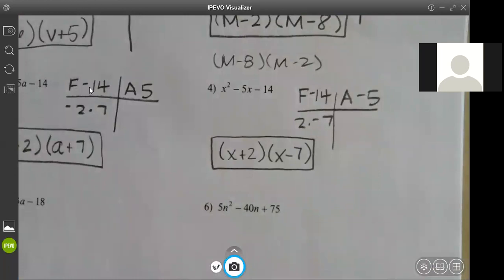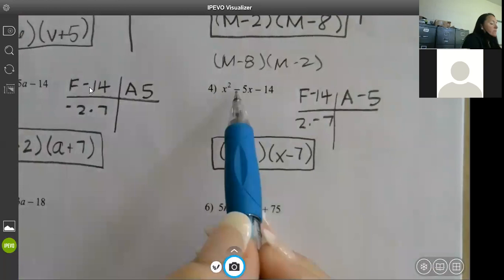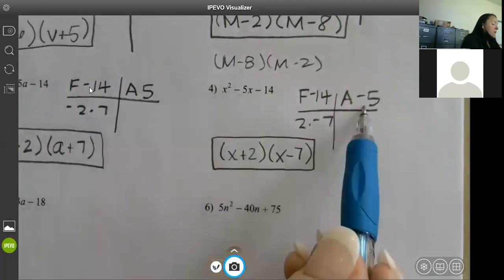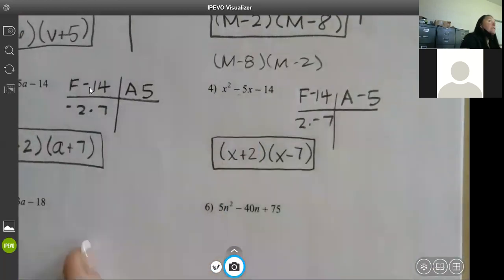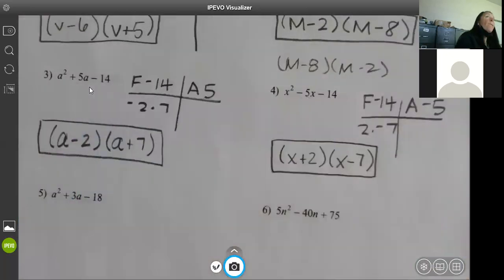Any questions? Yes. Wait, so we find the opposite on the middle, like the -5, right? Yeah, it's -5. We find the positive version? No. This one we found +5 because it was positive. In the middle, so we just look for that. Yeah, it's whatever number is in the middle.